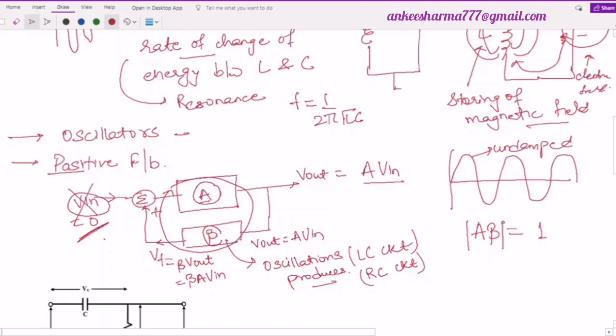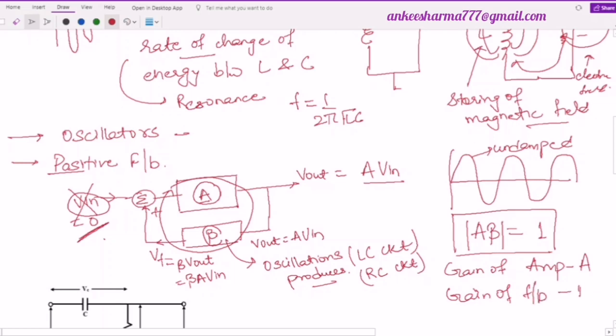So the first thing that I want here for the undamped oscillations is that my product of A and beta, where A is the gain of amplifier and beta is the gain of feedback circuit, that is beta. So this product of these two and its magnitude must be equal to 1.